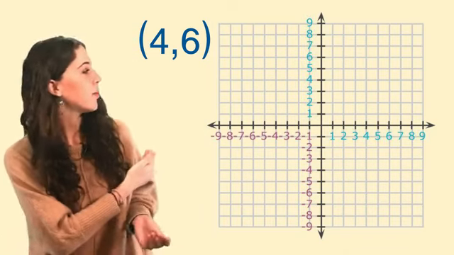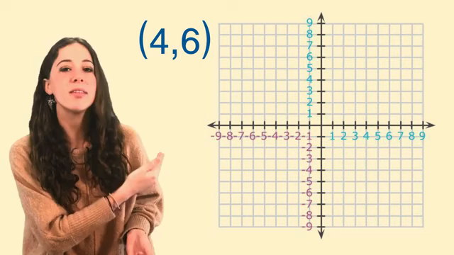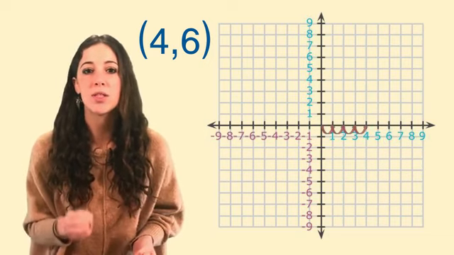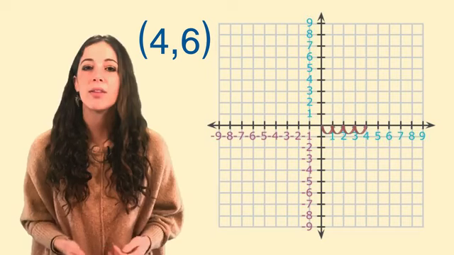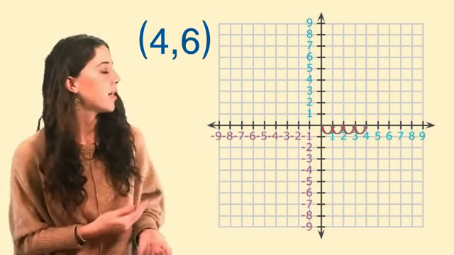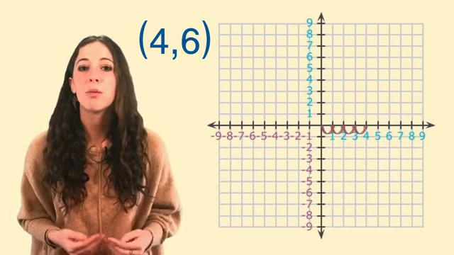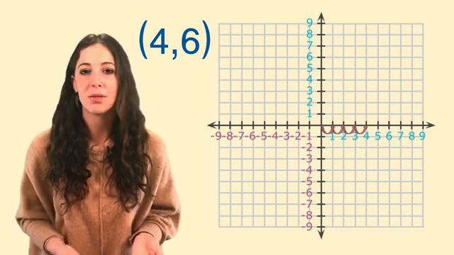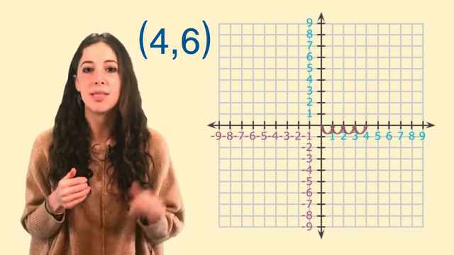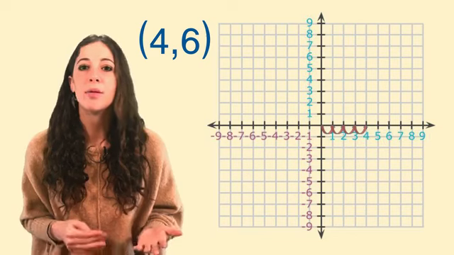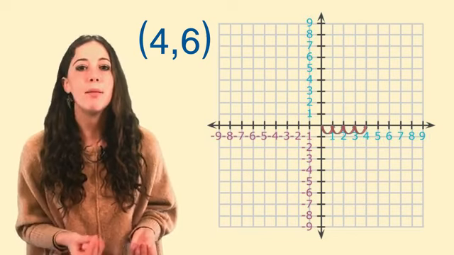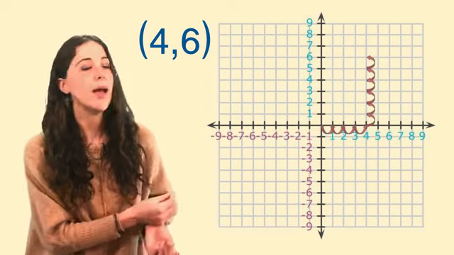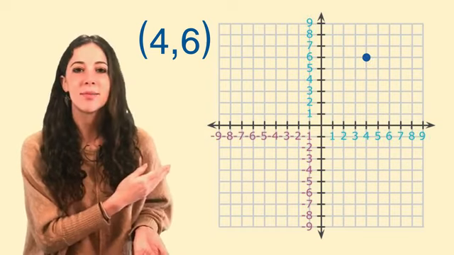Since our first number, our x value, is positive 4, from the origin, I will move to the right 4 spaces. From there, I look at my y value, positive 6. My y value determines if I go up or down. Think of a thermometer. Positive numbers go up, negative numbers go down. Since our y value is positive 6, I will move up 6 spaces from where I left off and plot my point at (4, 6).